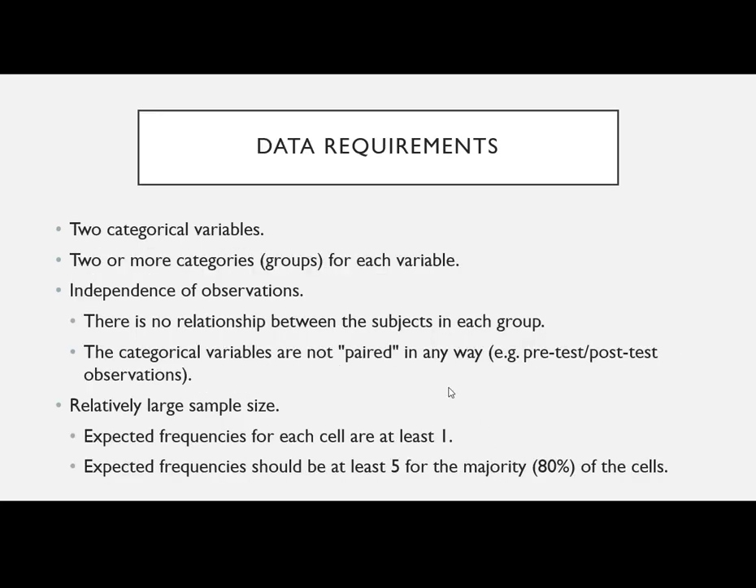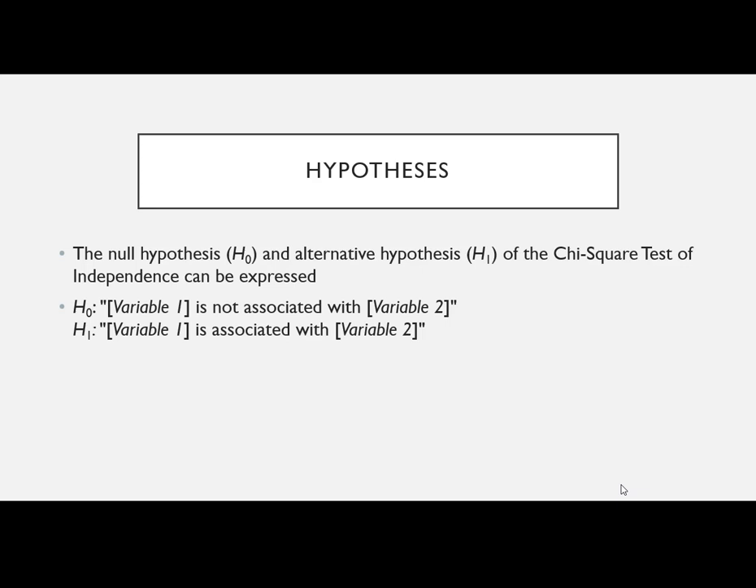Anyway, so the data requirements require two categorical variables. There are two or more categories for each variable. We have to have independence of observations. There's no relationship between the subjects in any group. They're not paired like pre-test or post-test. You need a relatively large sample size. The rule of thumb is that the expected frequencies should be at least 5 for the majority of the cells.